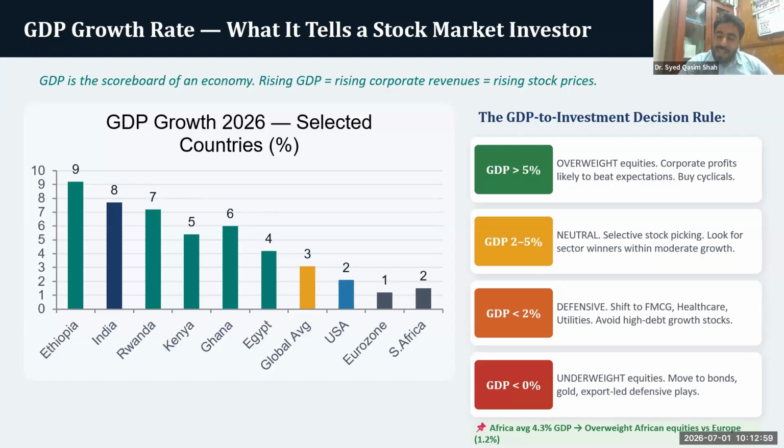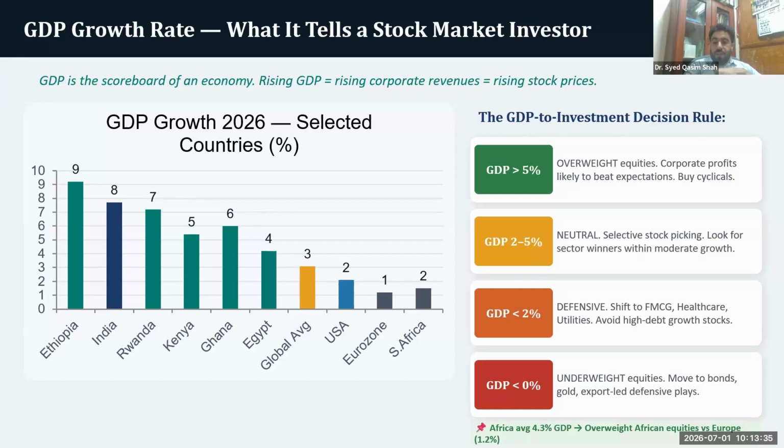If your GDP is less than 2%, there are countries whose GDP is less than 2%. Here, your investment needs a very defensive strategy. You have to shift to FMCG products, the healthcare industry, the utility industry, since they are basically giving you profit, but you should not invest in tech-related or high-growth stocks. So you basically avoid high-debt growing stocks. This is how your strategy will be very defensive in these economies.